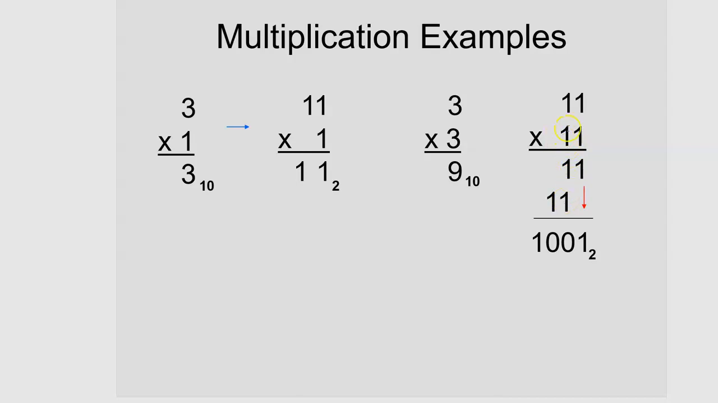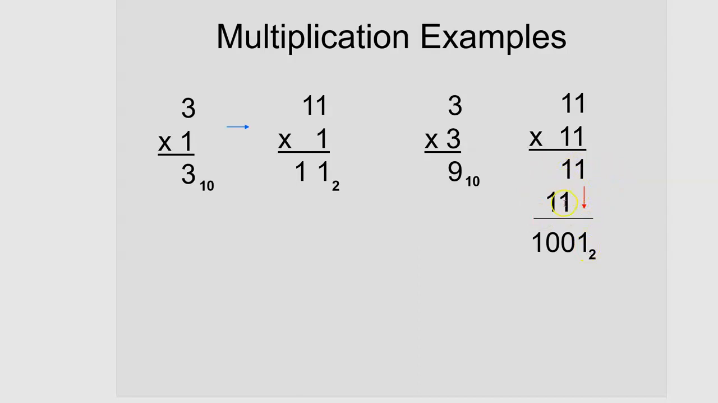So I go a 1 times a 1, that's this 1. I've shifted it over here to the left one place. And the 1 times a 1 is a 1. So now I'm going to add these just like you do in base 10. You can think of a 0 here if you want, but bring that 1 down.